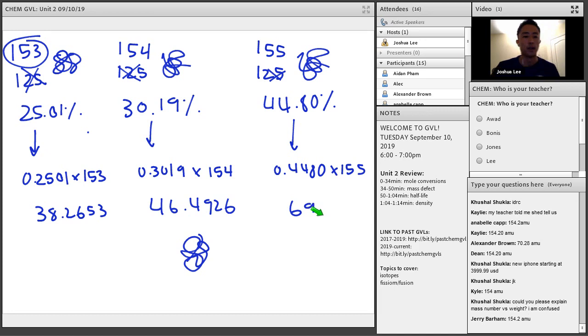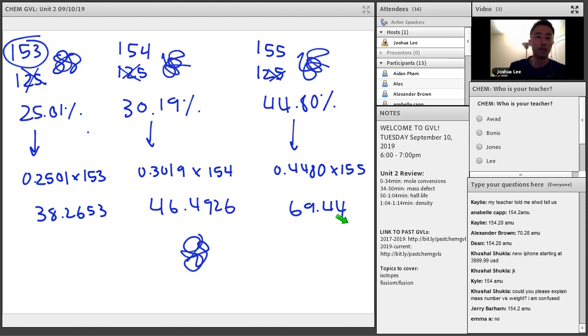A lot of you guys, for some reason, when you type the 0.4480 into your calculator, actually type in 0.4480. Is there any point for this zero at the end? There's not. So I don't know why some of you guys put it. It's just afraid. All right. Emma doesn't put it in though. She knows.